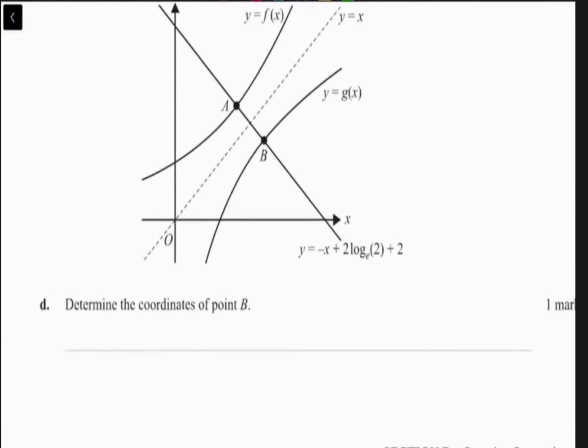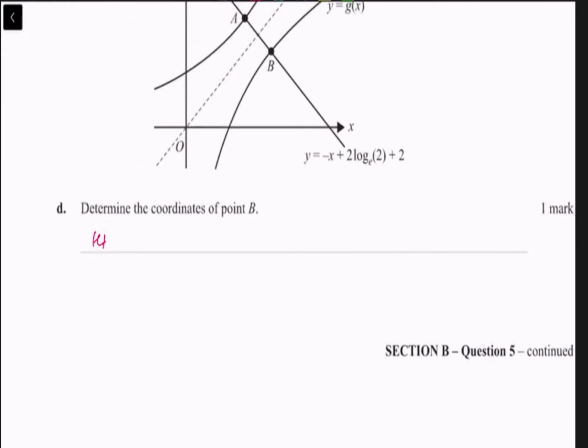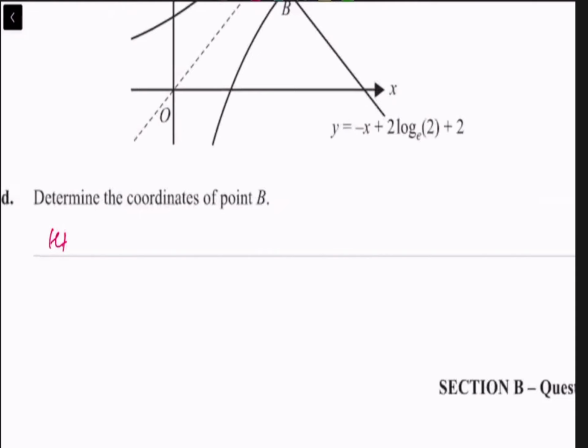So determine the point B. B is when the perpendicular line that we just calculated is equal to the graph of g(x). So just let y equal g(x), and you get the x value and just sub it in to find the y value as well.